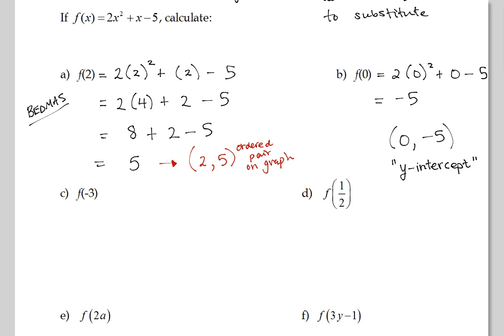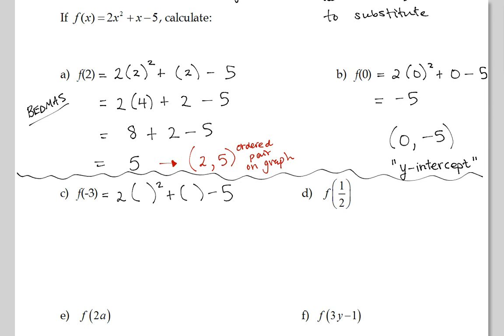And this is a very common mistake. So first we'll substitute. Okay, so what do I put in those brackets? Say that again. Negative 3, good. Okay, so put in negative 3. That's the input.